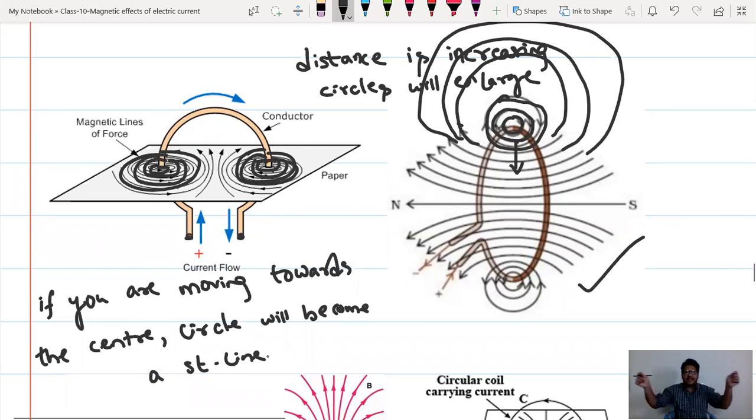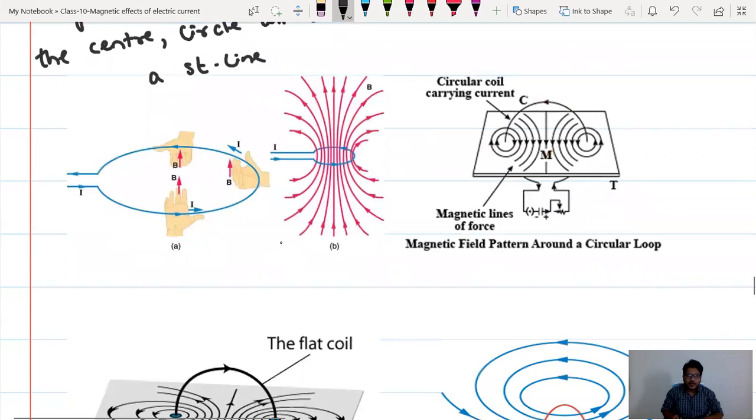Simply to say, you are expanding the circle, you are expanding the circumference of the circle. Now this is big circle here, very big circle. So like that, if you are moving towards the center, at last it will become straight line. Here also you can observe, if you are moving towards center, these circles are expanding and at last it will become straight line in the middle. Same thing you can apply here. So you can apply right hand thumb rule. If current is in this direction, there will be magnetic field around the conductor. Yeah, magnetic field will be in circular shape.